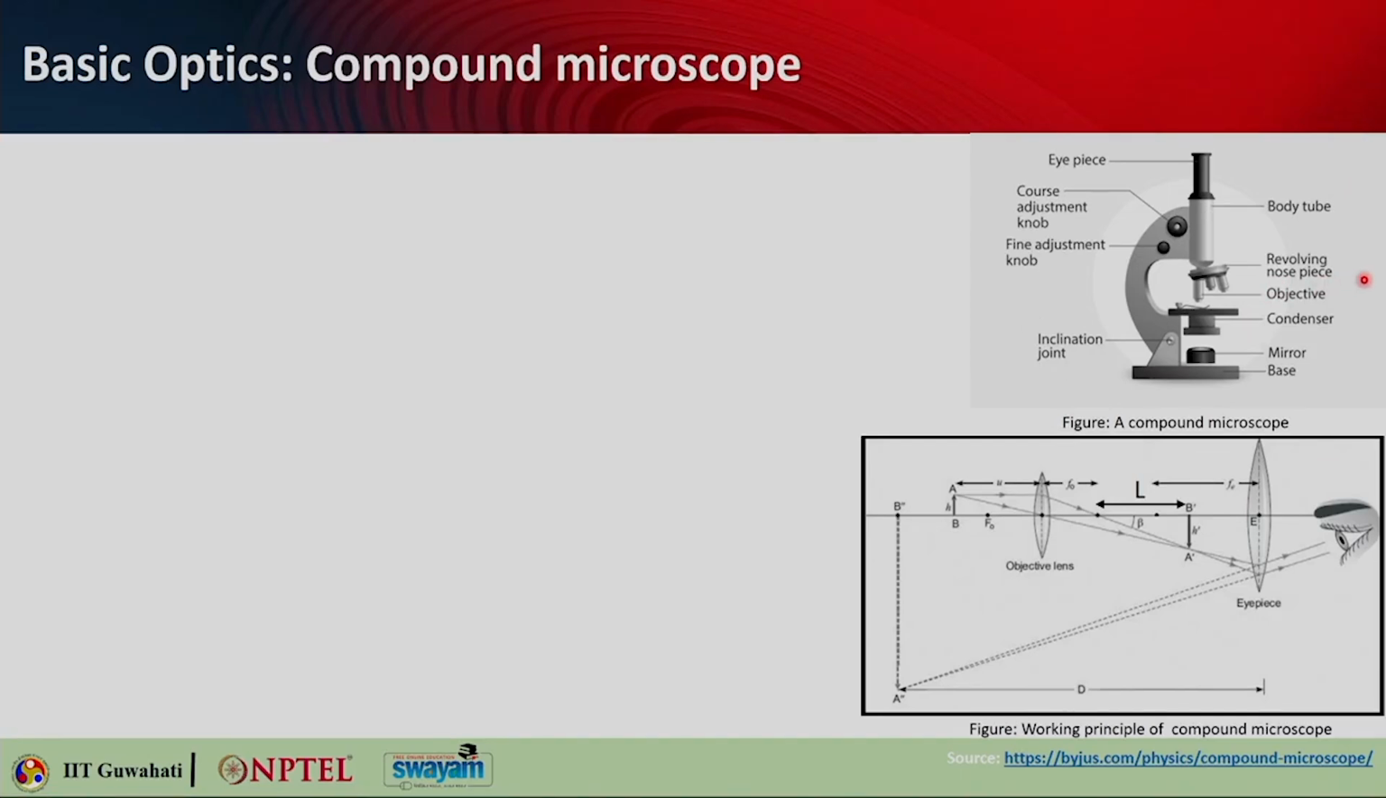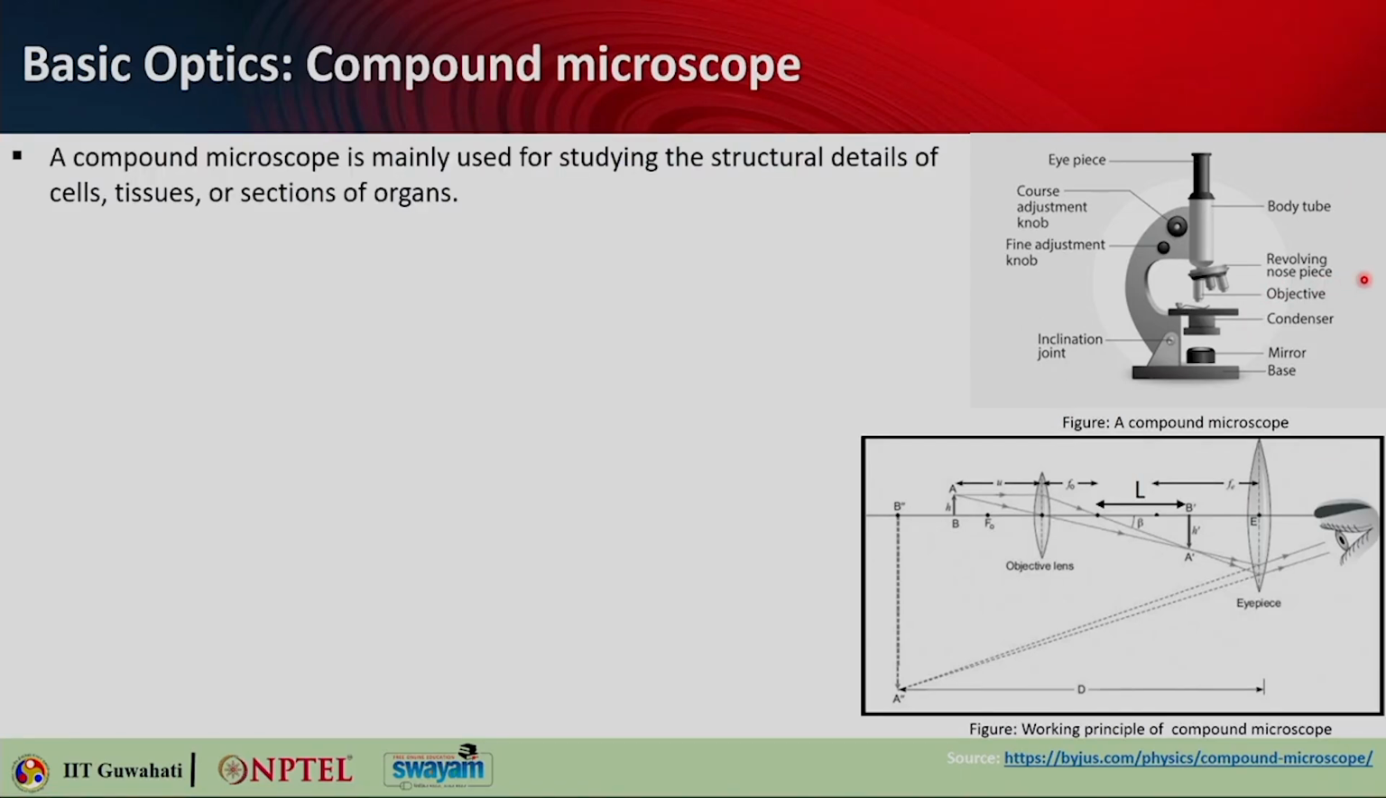So if we look into the basics of nano characterization methods, it means how do we actually see micro scale objects. So the first thing that will come to your mind from your school days will be a compound microscope. This is how a compound microscope looks, and a compound microscope is mainly used for studying the structural details of cells, tissues and sections of organs.